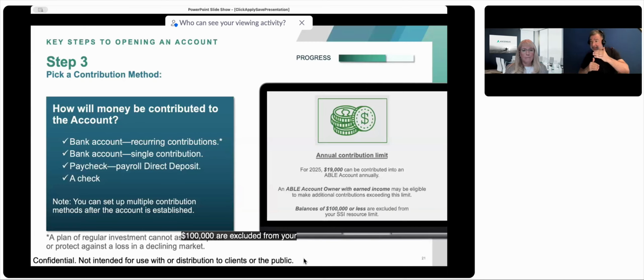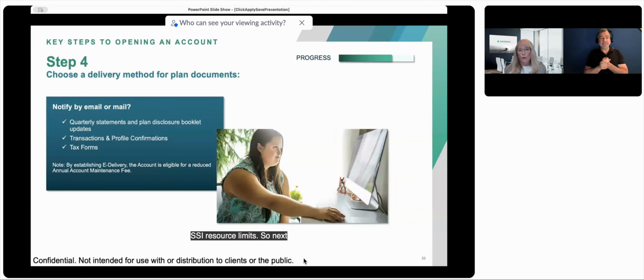So next slide, please. Step 4, we're making great progress here. Choose a delivery method for plan documents. Would you like to be notified via email or mail? And that's your quarterly statements, your plan disclosure booklet updates, transactions and profile confirmations, and tax forms. We always encourage people to choose e-delivery as it is the most real-time and secure way to receive information and typically reduces the fees associated with owning an ABLE account.